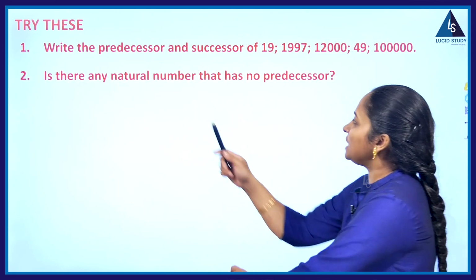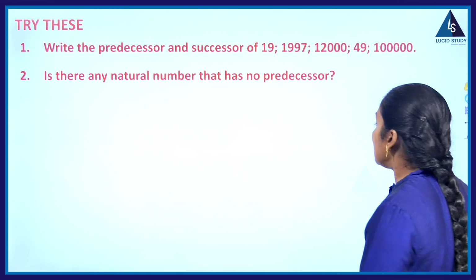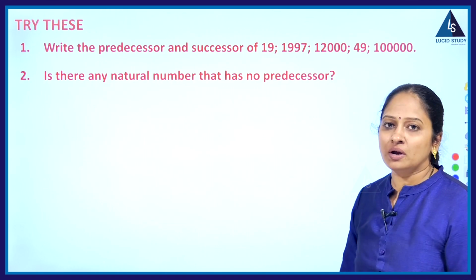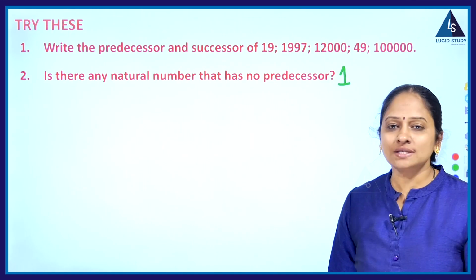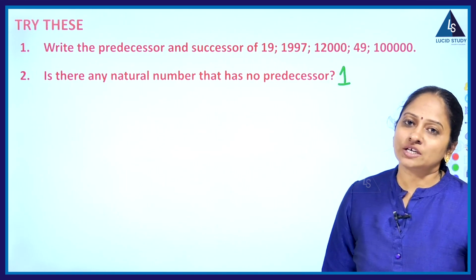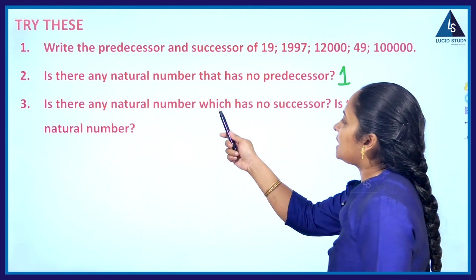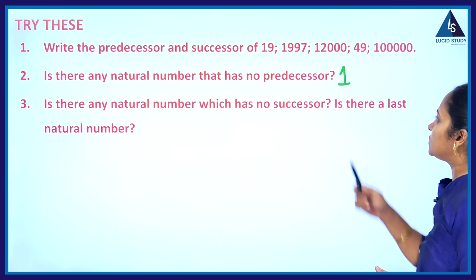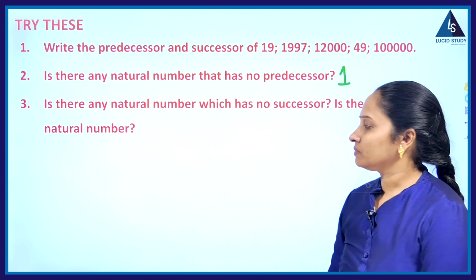Next, is there any natural number that has no predecessor? Just now we discussed, yes, there is a natural number which has no predecessor, that is 1. 1 has no predecessor in the set of natural numbers. Next, is there any natural number which has no successor? Is there a last natural number?